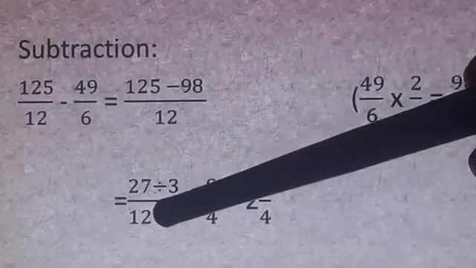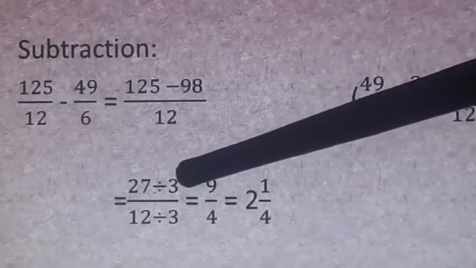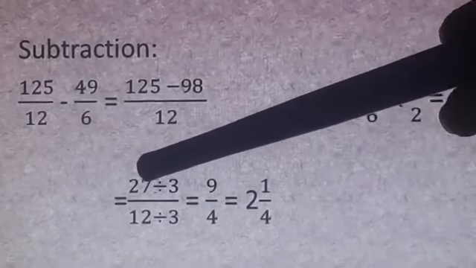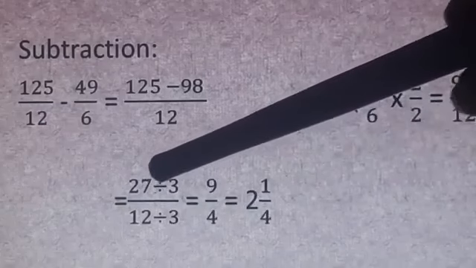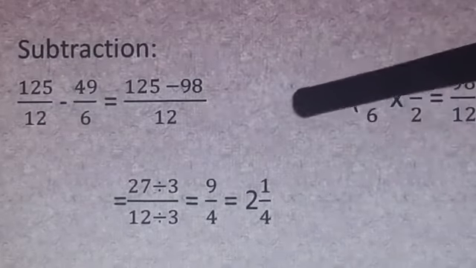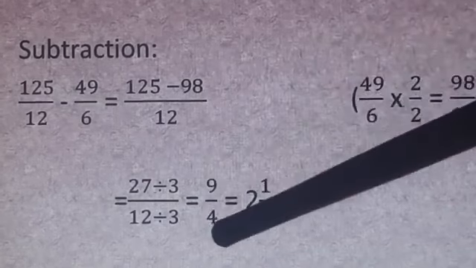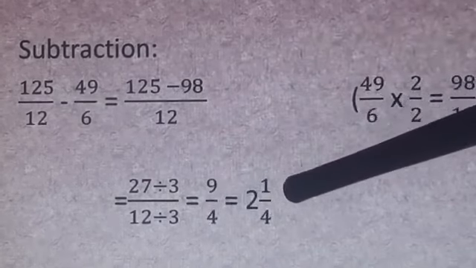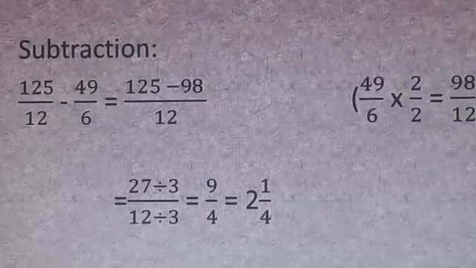Then 27 upon 12, division is there with 3, divide by 3. So when 27 divided by 3, you will get 9. 12 divided by 3, you will get 4. And then 9 upon 4 is improper fraction. So we will convert it into mixed fraction 2 whole 1 upon 4.